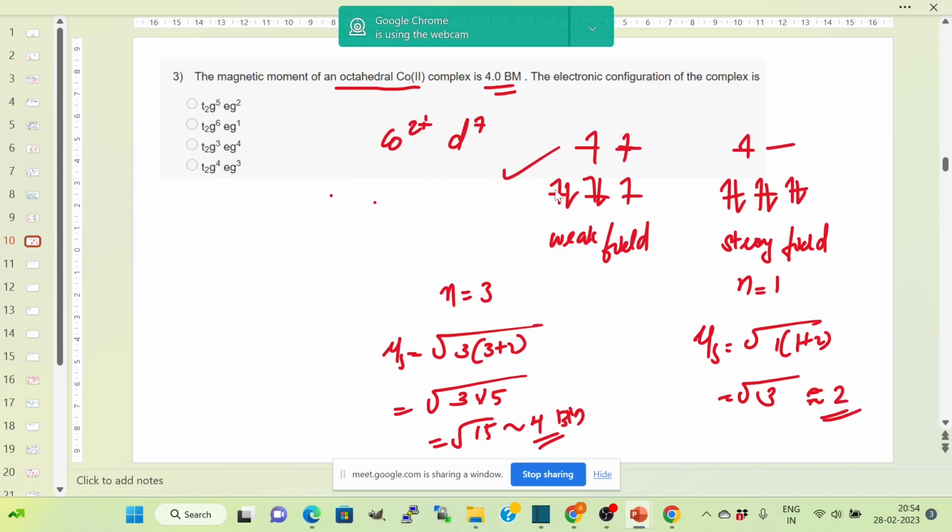Therefore in t2g, how many electrons do we have? 2, 4, 5. So t2g5 and eg2. Is this clear? Yes, ma'am. Okay.